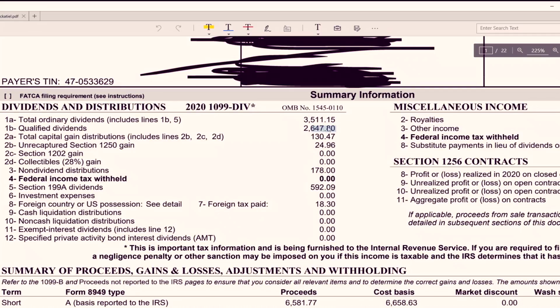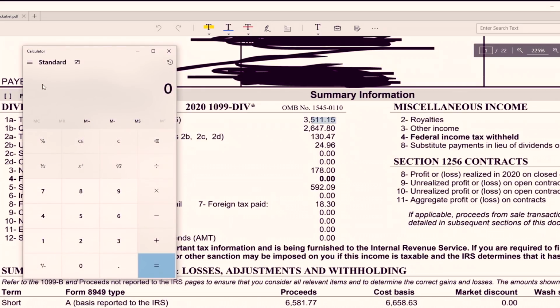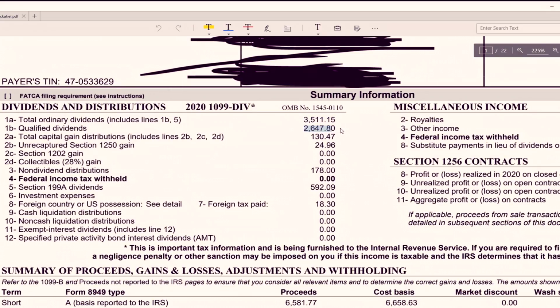However, this amount right here, the $2,600, gets taxed at a special capital gain tax rate, where the other portion of that is not qualified. How much of that is not qualified? So if I take $3,511 minus $2,647, roughly $864 of these dividends will be taxed at higher ordinary income tax rates, but the majority of them will be taxed at lower capital gain rates. And I have investment videos that cover that and explain all that. I'm not going to cover it too much here, but I just wanted to point that out.